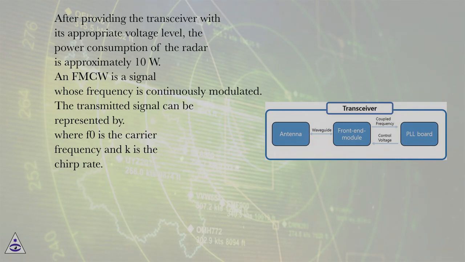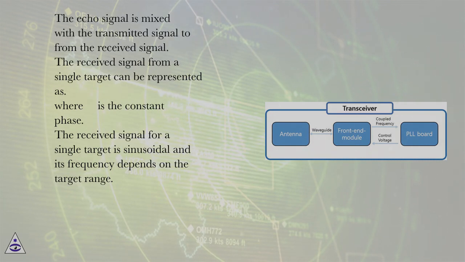An FMCW is a signal whose frequency is continuously modulated. The transmitted signal can be represented by, where F0 is the carrier frequency and K is the chirp rate. The echo signal is mixed with the transmitted signal from the received signal. The received signal from a single target can be represented as, where phi is the constant phase. The received signal for a single target is sinusoidal and its frequency depends on the target range.